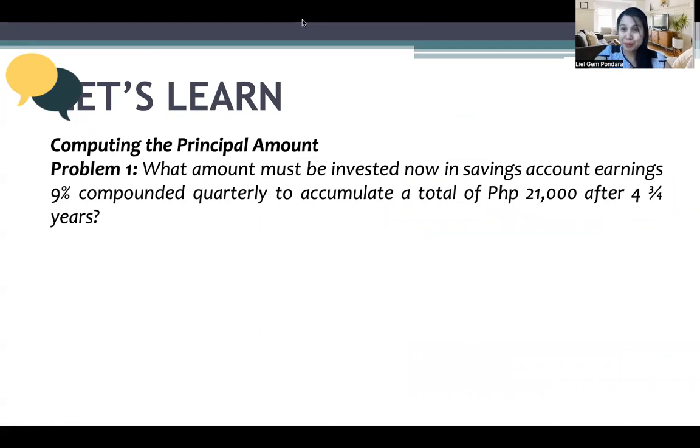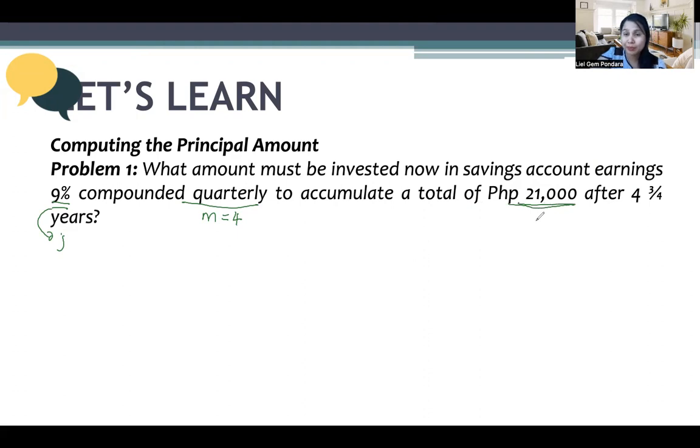Let's have problem number 1. What amount must be invested now in a savings account earning 9%, that is our nominal interest, computed quarterly? So what will be m? What's the value of m? It's compounded quarterly. 4. 4, ma'am. So accumulate a total of 21,000.